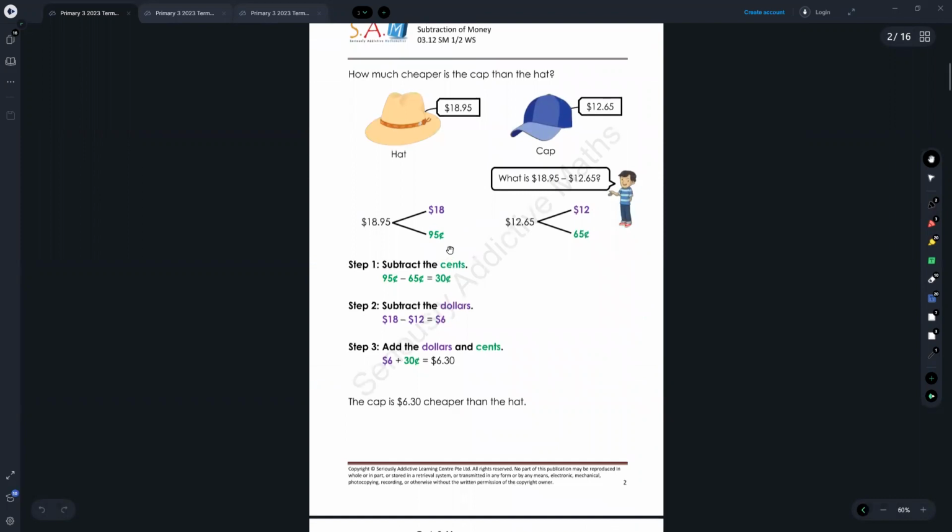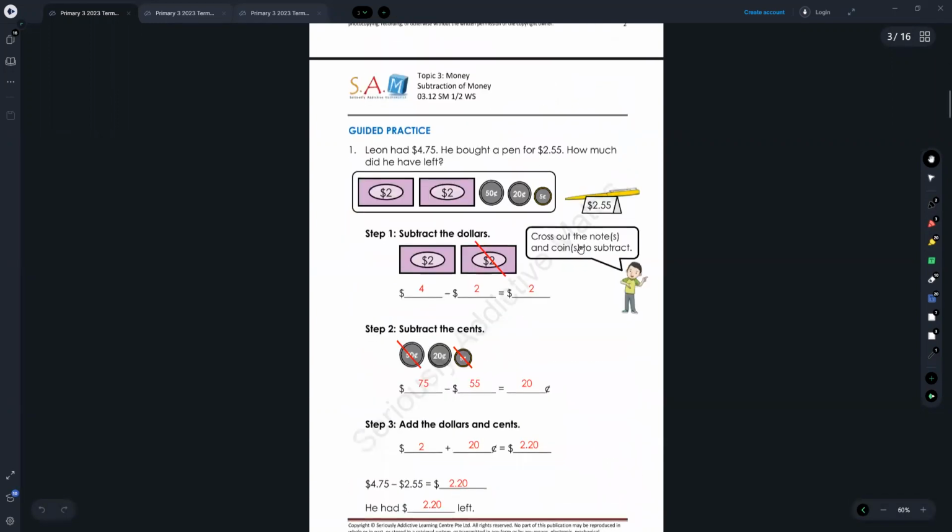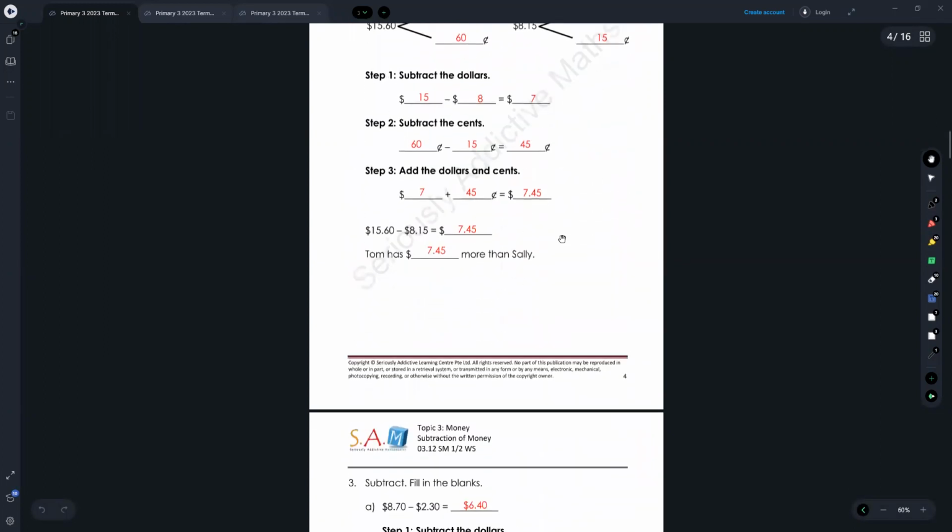Similarly, this is the same way. You teach students like number bonds. You break up $18.95 and $12.65, and then subtract dollars, subtract cents. Of course, this is easy when you don't need to rename, as in the dollars and the cents are greater than the dollars and the cents of the smaller amount. You don't need to rename in that sense. So get them to do a guided practice for this segment.